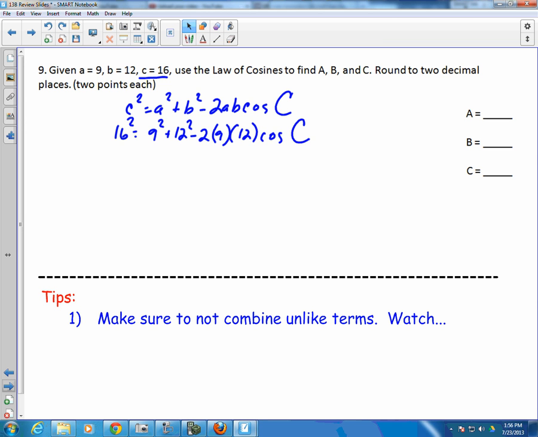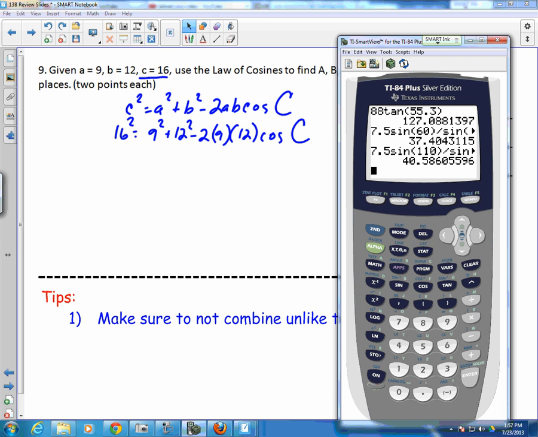So at this point, a lot of students see a whole bunch of numbers here, and you want to combine them. Those numbers are not combinable. Let me just say that again. Those are not combinable. This is one term that's attached to a variable, and this you can think of as another term. Those are the only things you can't combine. So I have to subtract 9 squared plus 12 squared from both sides and divide by negative 2 times 9 times 12 to get cos C by itself. So what I'm going to do is this in my calculator, and I get 16 squared.